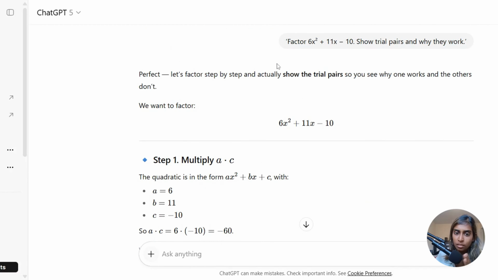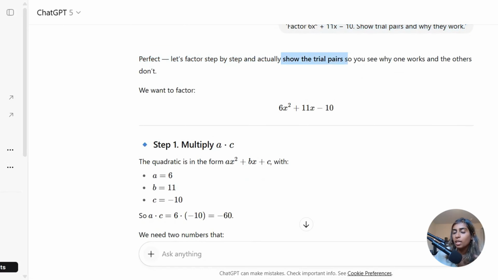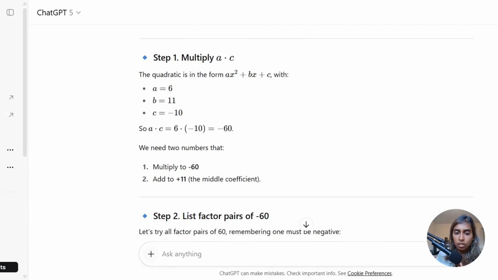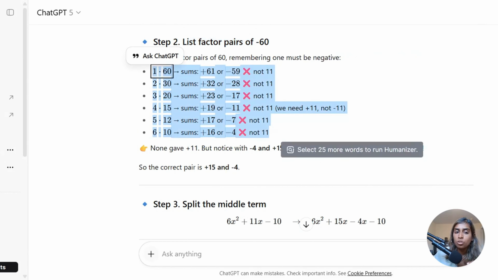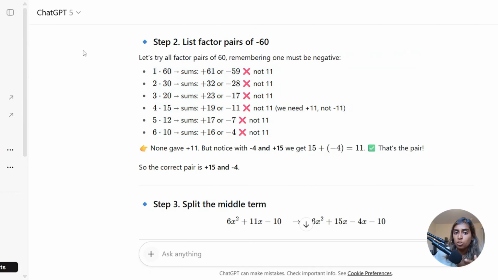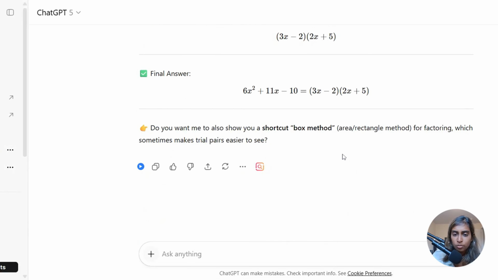It's just saying, let's factor step by step and show the trial pairs like we just asked. So here, multiply, okay, factor pairs. So this is giving all the trials. Again, if you're having trouble with it, that's when you know those ones did not work, because not 11, and so on. So again, here it gives you all the trial and error, so you can actually see and learn from those. And then you get your answer.